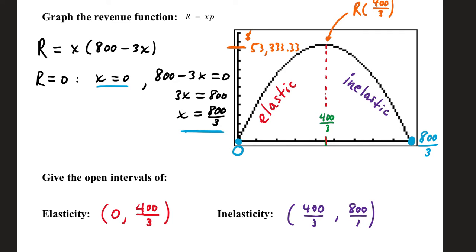Halfway through this interval is 400 over 3. If you were to cut the end number in half, you'd have 400 over 3. Unit elasticity occurs at that number. Your revenue function is elastic from 0 to the top of the hill, which is 400 over 3. So your open interval of elasticity is 0 to 400 over 3. The second half of the revenue curve is the inelastic interval, and that is from 400 over 3 to 800 over 3.